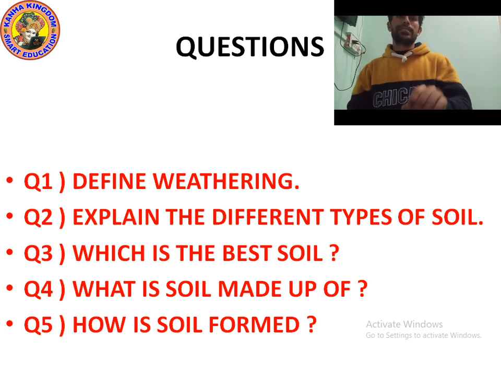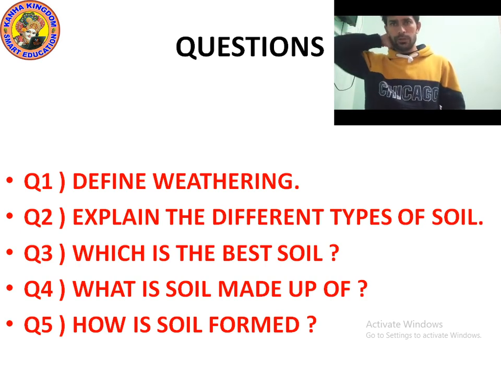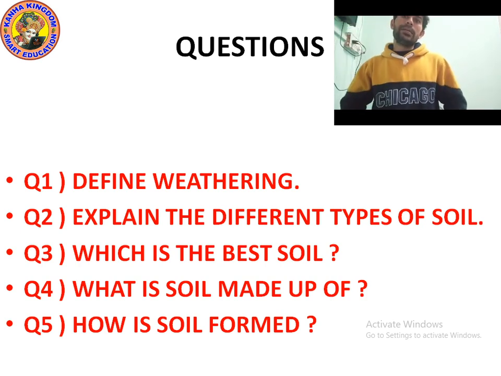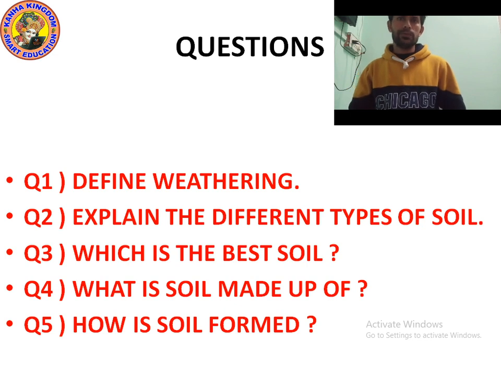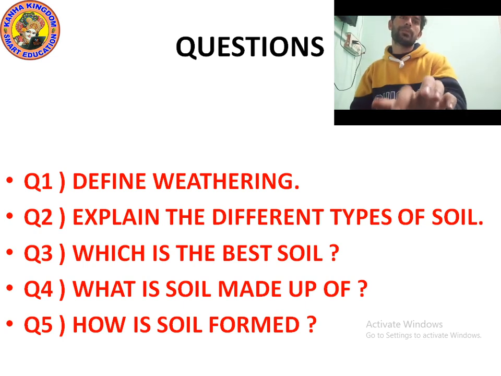Question number 2. Explain the different types of soil. There are three types of soil: sandy soil, clay soil, and loamy soil. What is sandy soil? If soil contains a greater proportion of big particles, it is called sandy soil. What is clay soil? If the proportion of fine particles is relatively higher, then it is called clay soil. What is loamy soil? If the amount of larger and fine particles is about the same, then it is called loamy soil.